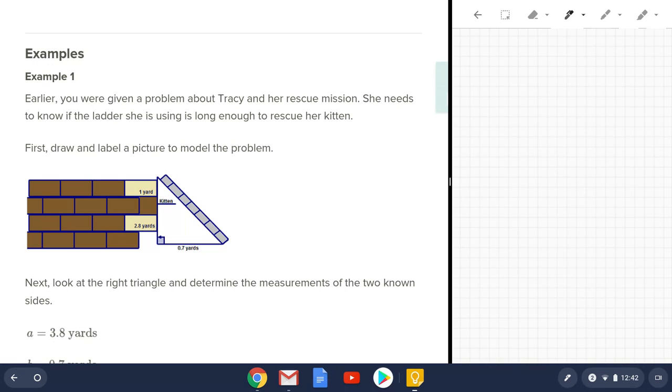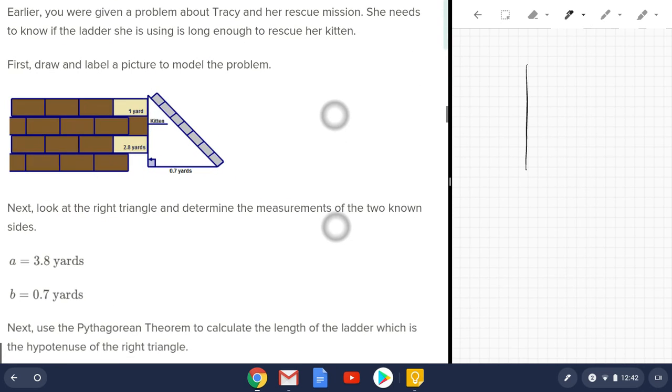So we know her house, A, is 3.8 yards. Right? It's 3.8 yards tall. The ladder has to be 0.7 yards away, right? Wish my computer would work a little quicker. But beggars can't be choosers, right?